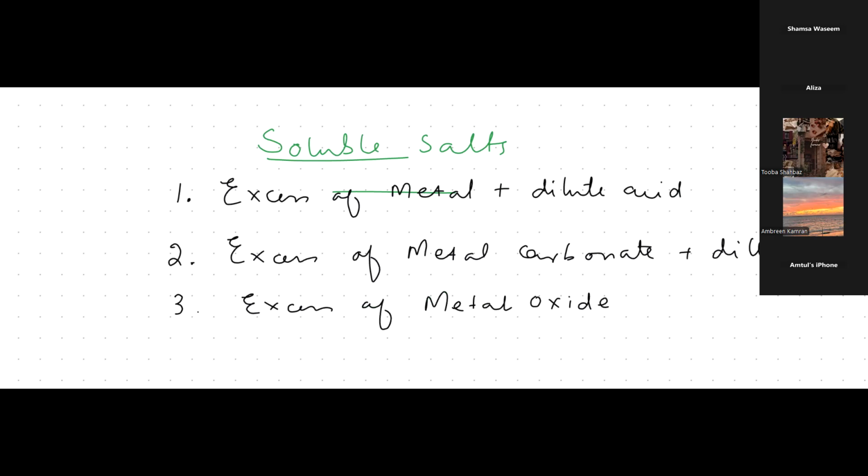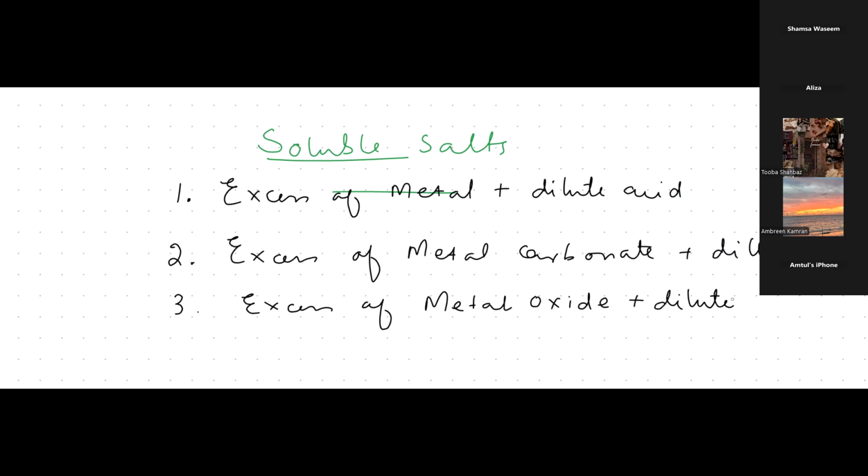Thank you, Miss. I explained about preparation of insoluble salt. Then in the beginning we did alloys, right? And some questions. So you can let me know after watching the video if you have any problem, you could ask me, right? Okay. So yeah, third method is excess of metal oxide plus dilute acid.